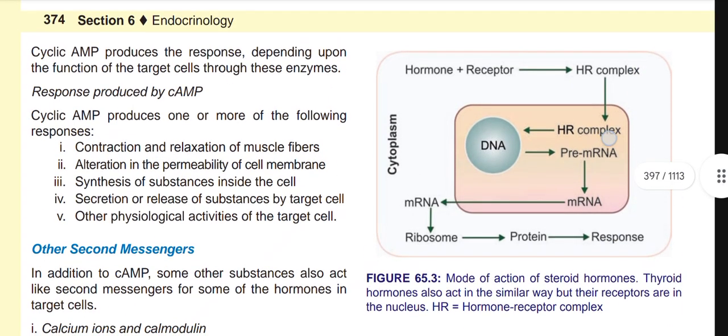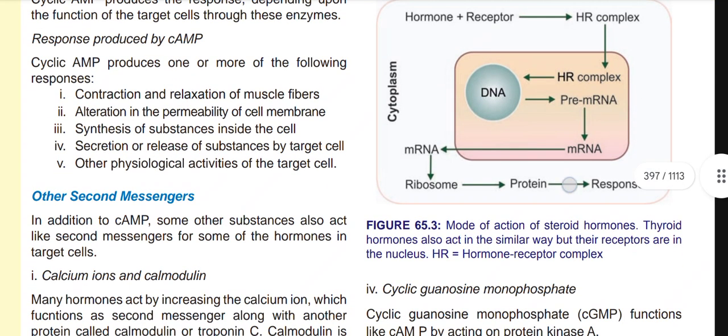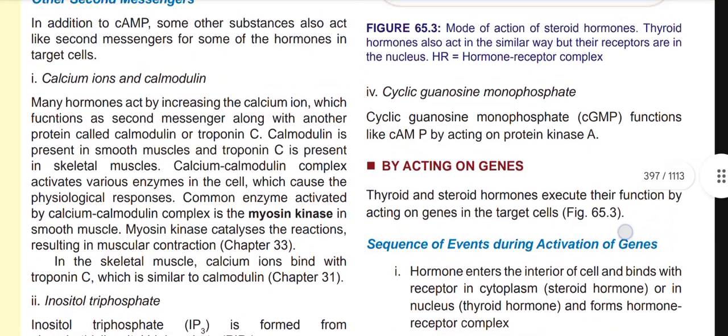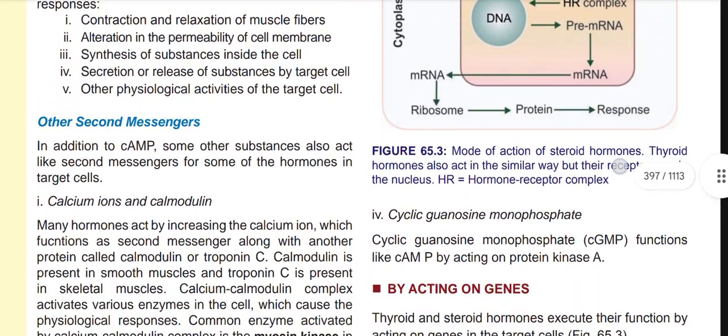So let's see the diagram. Hormone plus receptor makes a hormone receptor complex which will enter into the cell cytoplasm and then the nucleus. It acts upon DNA, then pre-mRNA is formed. From this, mRNA is formed, which will come out of the nucleus, and mRNA will further go to the ribosome and synthesize the protein and act upon the response which is needed. Now the third method is by acting on genes. Thyroid and steroid hormones execute their function by acting on genes in the target cell. So this is the method of acting on genes.